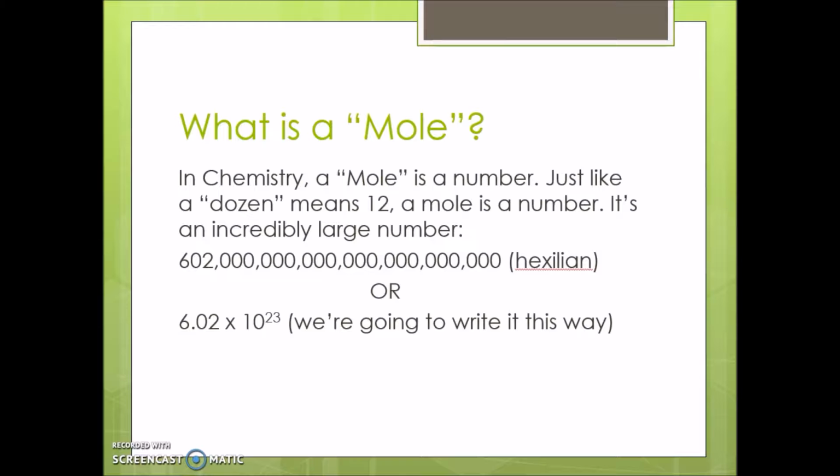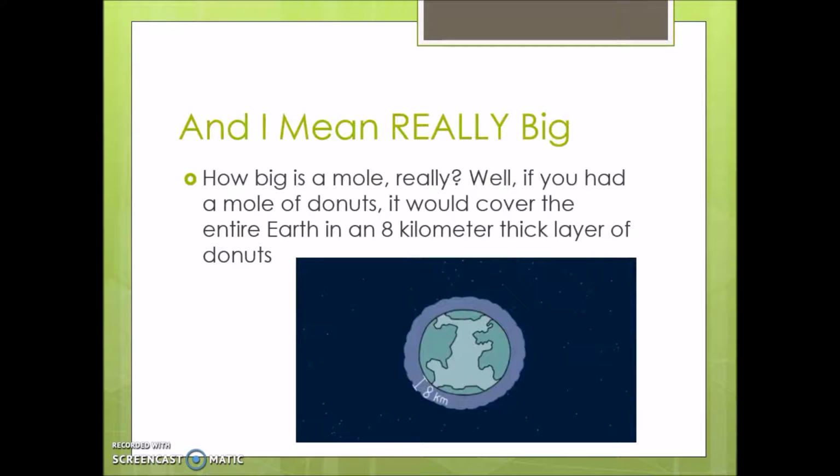The way we would say the actual number would be 602 hexillion, which is really big. What we normally end up saying is 6.02 times 10 to the 23rd. That's the way we're going to write it, and that's the way we're going to say it in class. When I say it's really big, I mean it's really, really big. When we talk about a mole of something, we have a ton of that thing, or 602 hexillions of that thing.